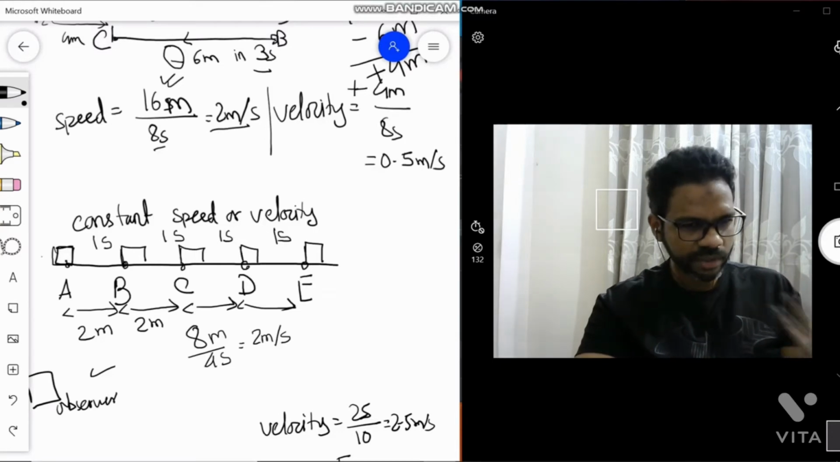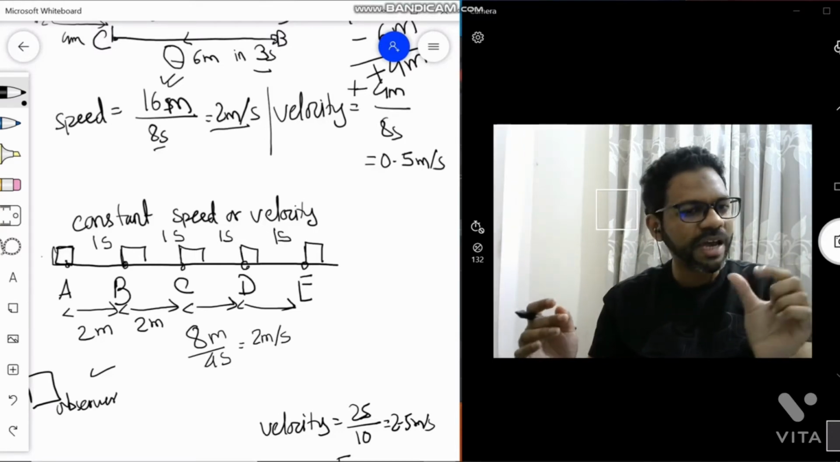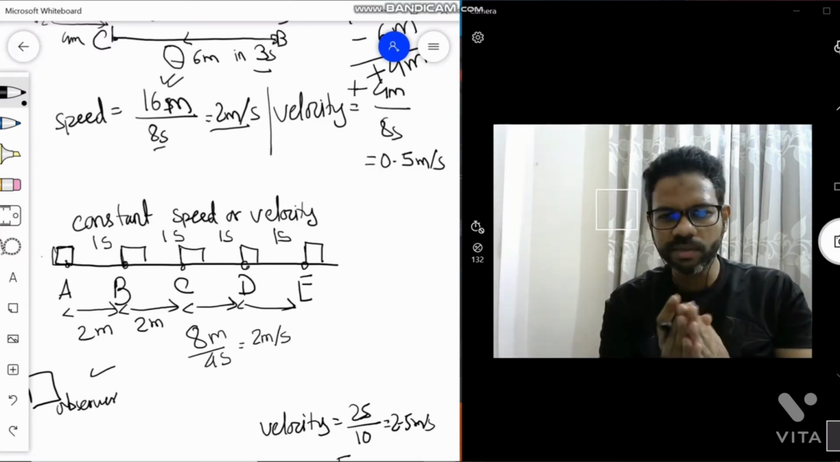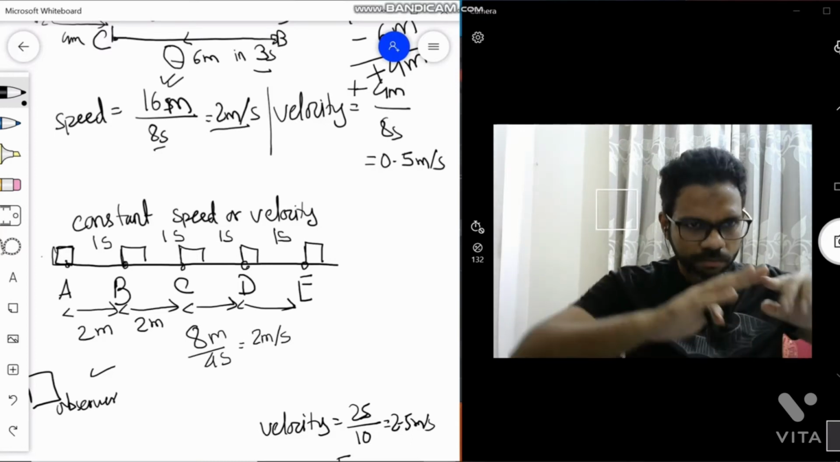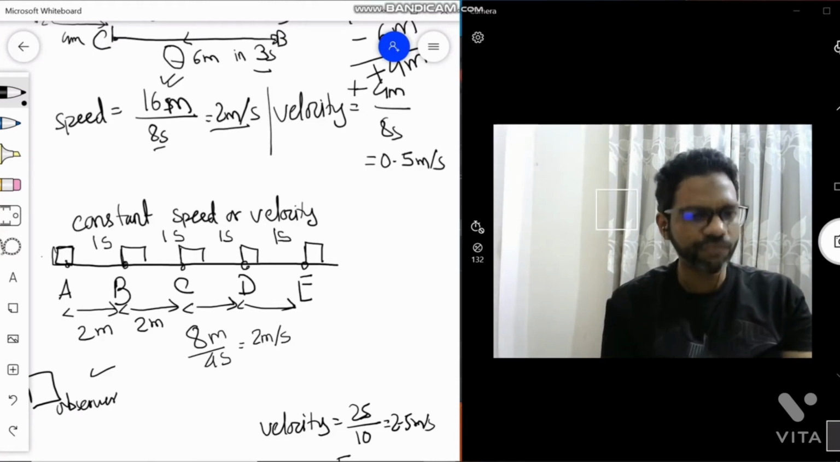Now the observer thinks, okay, so the total distance is 8 meters. The total time taken is 4 seconds. So 2 meters per second is the average velocity because of the entire journey. Now the observer thinks, what was the velocity or the speed of the object after every 1 second?